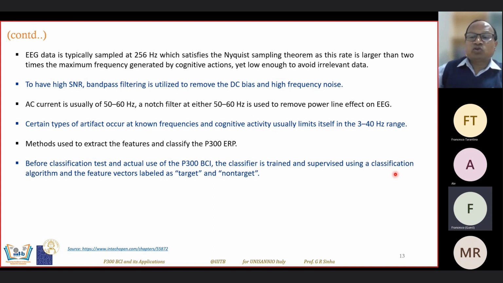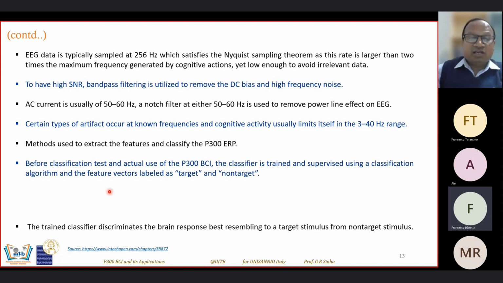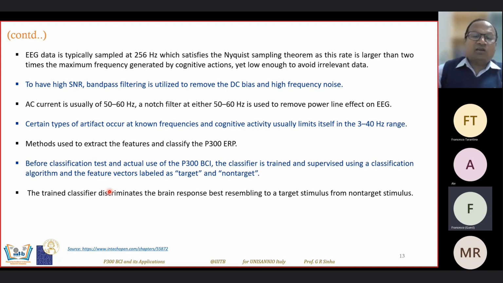The classifier is trained and supervised using an algorithm, and feature vectors are labeled as target, non-target. Remember, therefore, if you see the output which is coming, stimulus is sent, and then response is coming, and it is being processed and again connected to the stimulator. Why? Because that classifier is trained and supervised using a classification algorithm so that the feature vectors can be labeled as target and non-target, because target and non-target discrimination is a must for a person who is watching and wants to control certain thing with the help of that one.